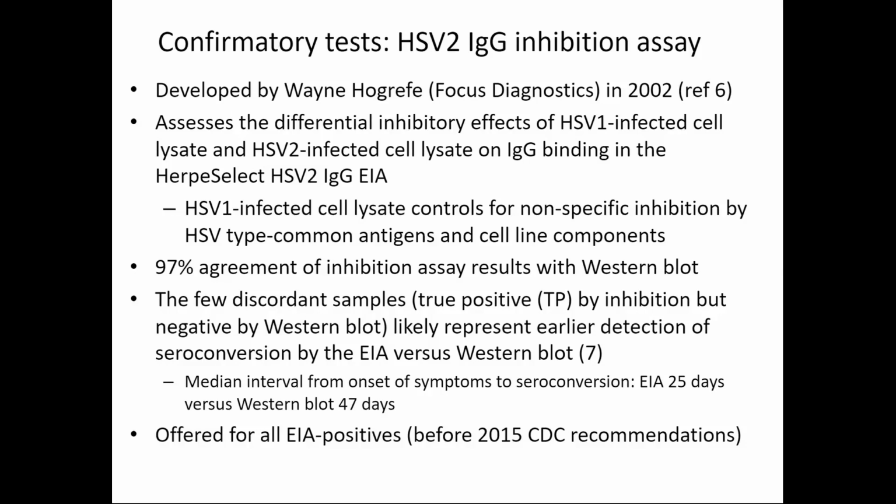The median interval from the onset of symptoms to seroconversion is 25 days for EIA versus 47 days for Western blot. And once this test was developed and was validated for the Focus reference lab, it was offered on all EIA HSV-2 IgG positive samples. Again, this was well before the 2015 CDC recommendations.